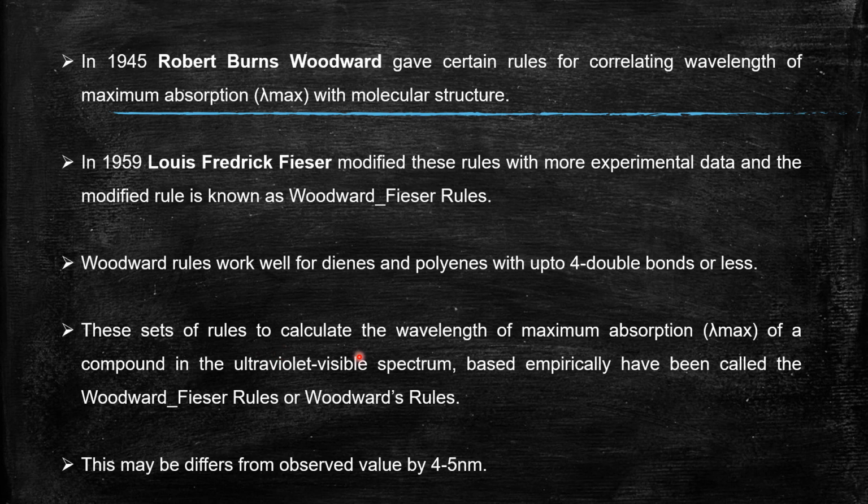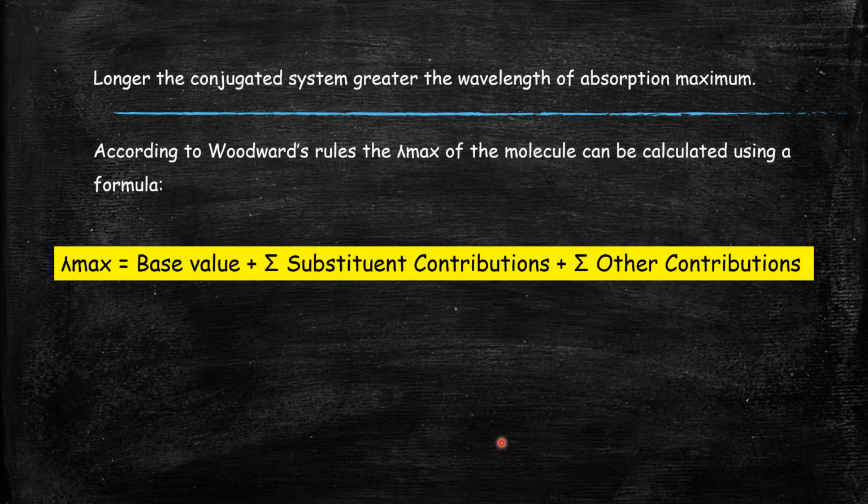These rules, which calculate the wavelength of maximum absorption of a compound in the UV spectrum empirically, are called the Woodward-Fieser rule or Woodward rule. The calculated value may differ from the observed instrument value by 4 to 5 nanometers. It's a very important point.